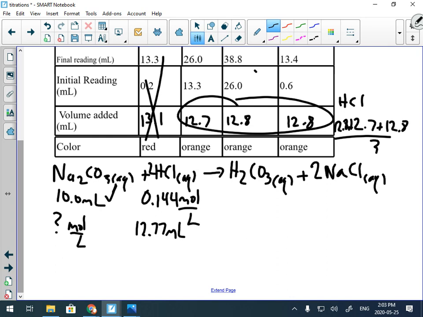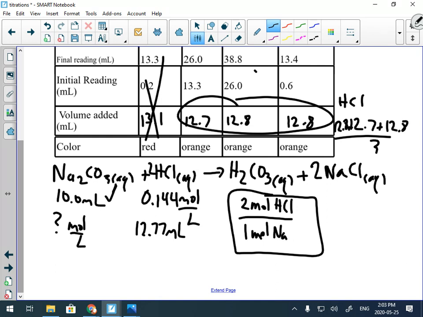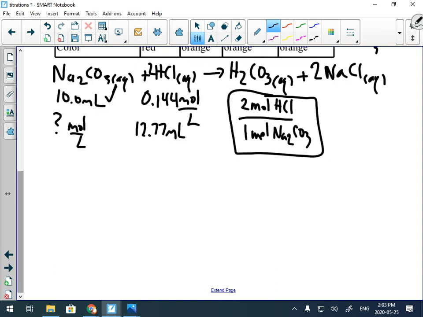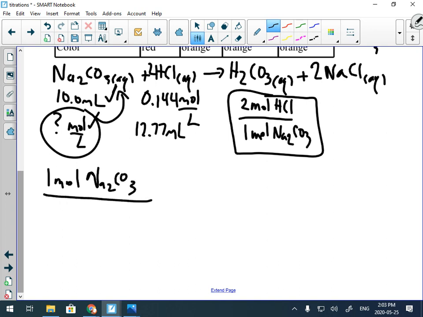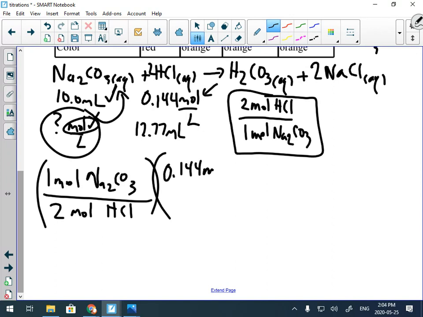Now, since we're solving for concentration, the other thing I forgot was mole ratio. I have 2 moles of HCl for every 1 mole of sodium carbonate. This is a solution stoichiometry problem. Since we're solving for concentration, I need the mole ratio first to get moles of sodium carbonate on top. So 1 mole sodium carbonate over 2 moles hydrochloric acid, because now I've got the mole on top. Get rid of the mole hydrochloric acid with the mole from here, because that's mole hydrochloric acid per liter hydrochloric acid.